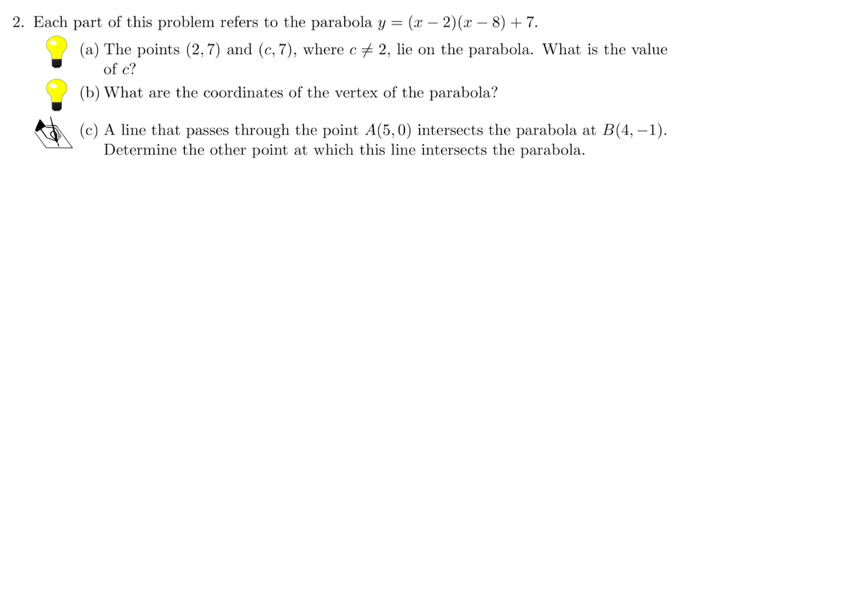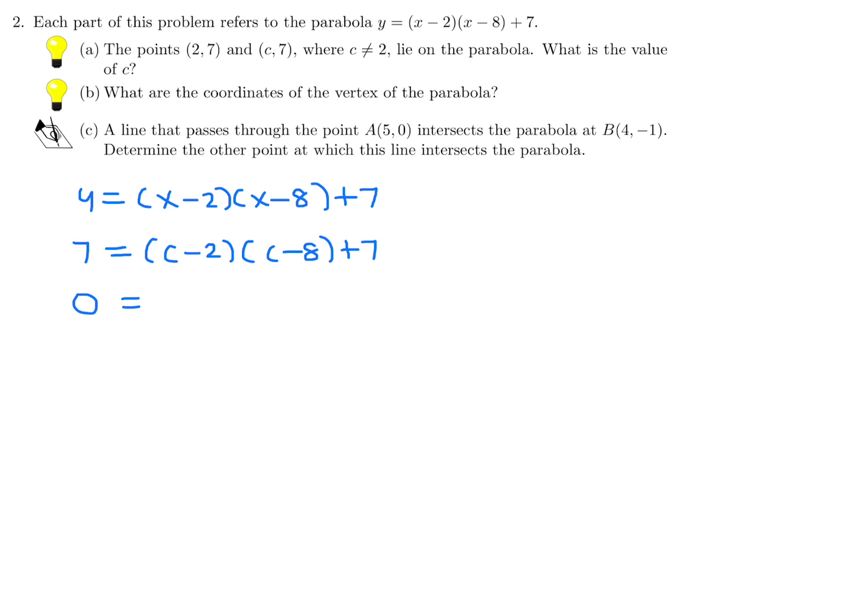Each part of this problem refers to the parabola y is equal to (x minus 2) times (x minus 8) plus 7. The points (2, 7) and (c, 7), where c is not equal to 2, lie on the parabola. What is the value of c? Okay, if (c, 7) is on this parabola, then it satisfies this equation. Substitute the point (c, 7). So my y is going to be 7, and my x will be c.